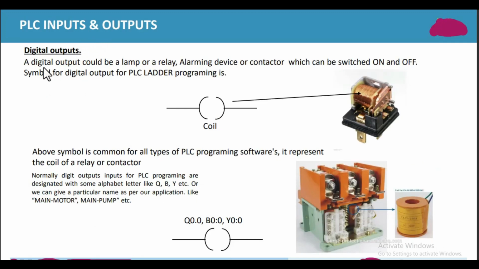PLC inputs and outputs. Digital outputs. A digital output could be a lamp, a relay, an alarming device or a contactor which can be switched on or off. The symbol for digital output for PLC ladder programming is the coil. This is the coil, and this represents the output.